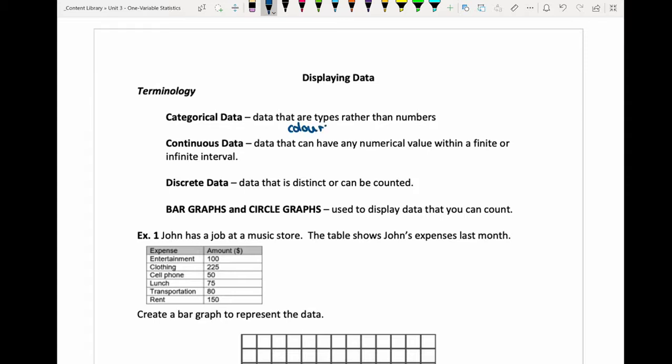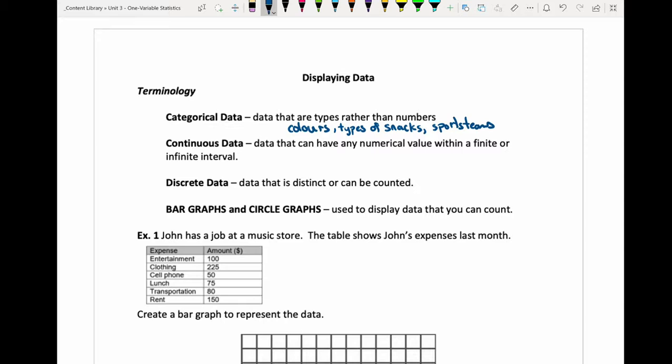You could look for colors, types of snacks, or sports teams. Basically, the data that you're looking at are types rather than actual specific values. Continuous data is data that can have any numerical value within a finite or infinite interval.